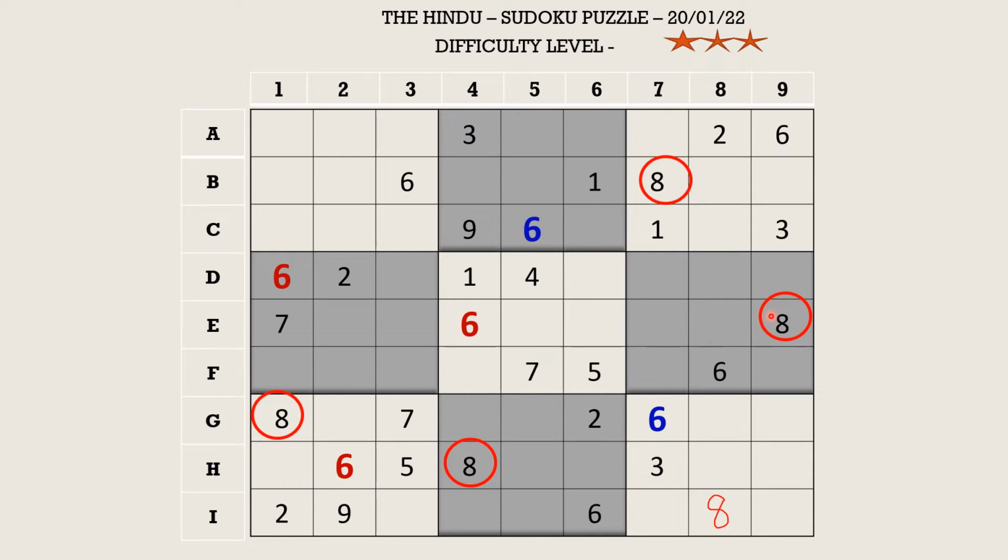This 8 from column 9 blocks these two cells. The 8 from H row blocks this cell. So D6 takes 8.